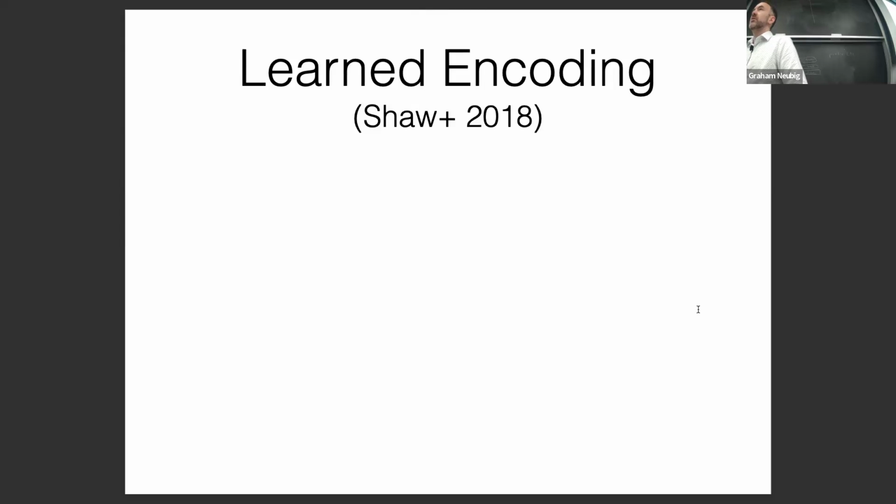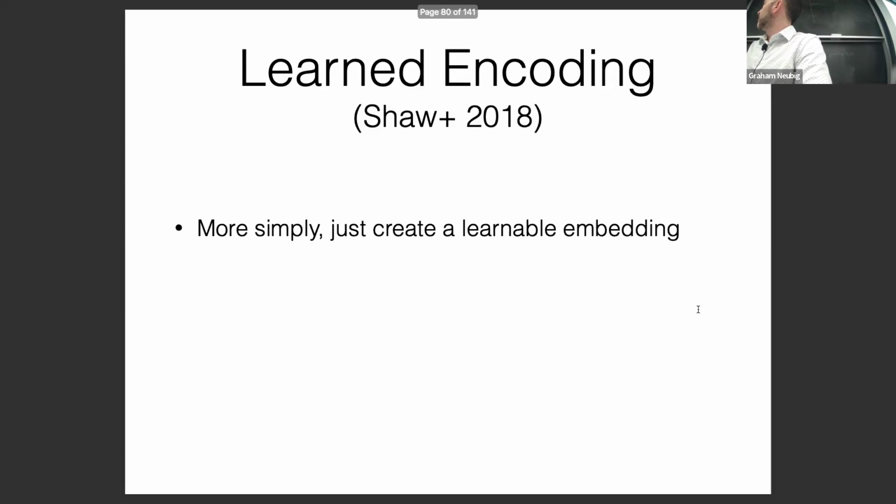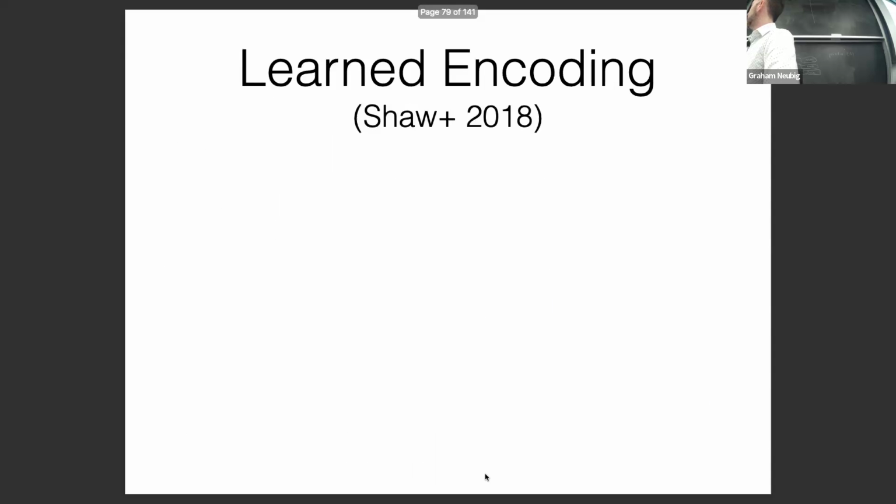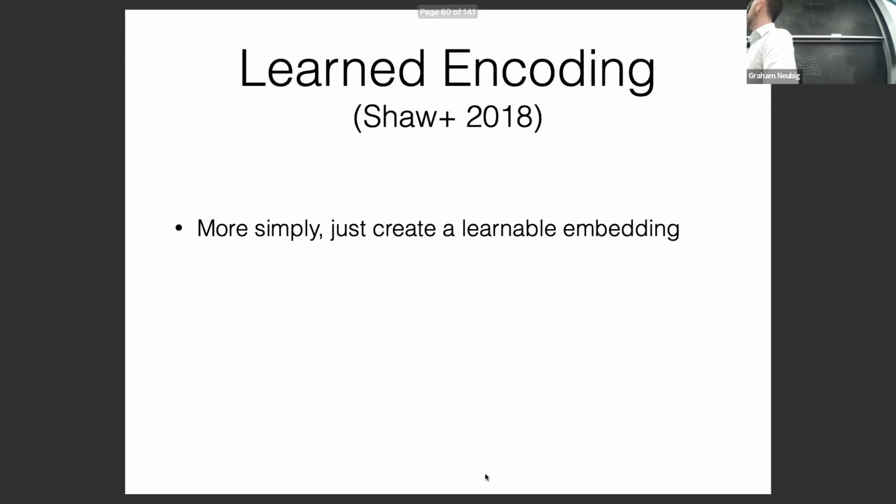The second thing that you could do is learned encodings. Learned encodings basically create a learnable embedding that you just add in, and this is super simple. You learn the embedding for W plus 1, you learn the embedding for W plus 2 or plus 6. This is simpler, as you don't need to think about sines and cosines. It's also more flexible because the model can learn anything it needs in order to do a good job of minimizing the loss.